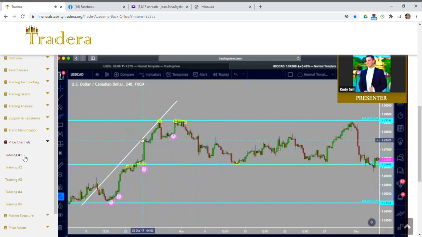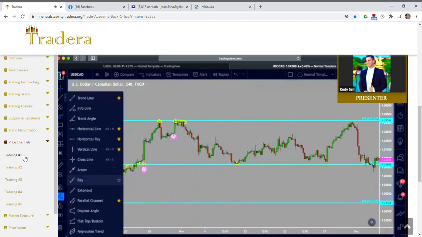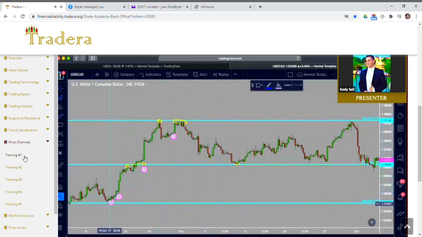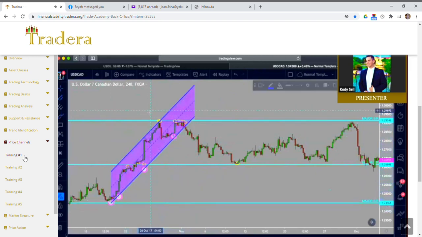Now what I'm going to do is get rid of these and use the channel tool here. Go to our channel tool, pull it through like so, pull it to the other side, and voila. Let's go ahead and pull it all the way through here. So price moved in a channel down here.